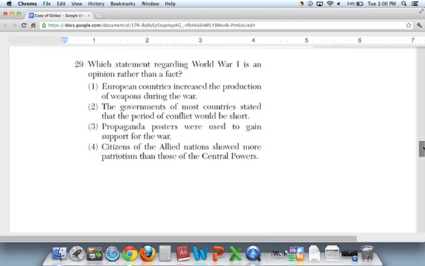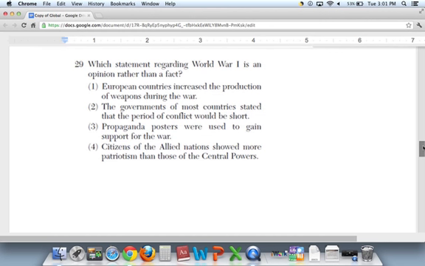Which statement regarding World War I is an opinion rather than a fact? 1. European countries increased production of weapons during the war. 2. The governments of most countries stated that the period of conflict would be short. 3. Propaganda posters were used to gain support for the war. And 4. Citizens of the Allied nations showed more patriotism than those of the Central Powers.